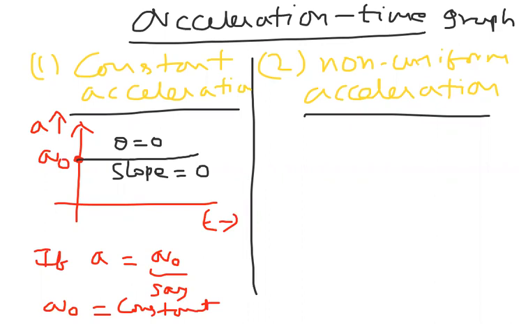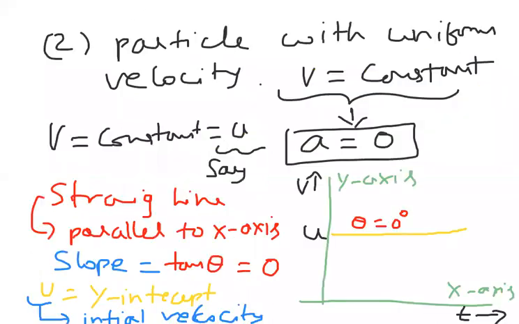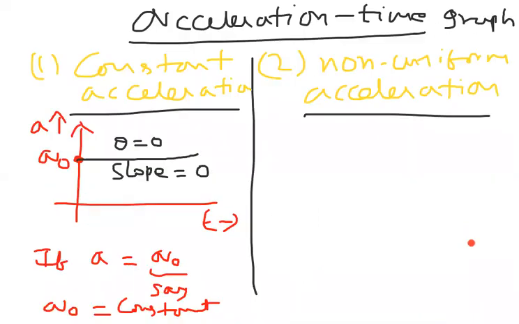For constant acceleration we draw one line parallel to the x-axis. I think you remember when we discussed constant velocity, we also drew one line parallel to the x-axis. Velocity is constant, u is the initial value, and every time its value is the same. Similarly here, in the constant acceleration time graph, acceleration a naught is constant.